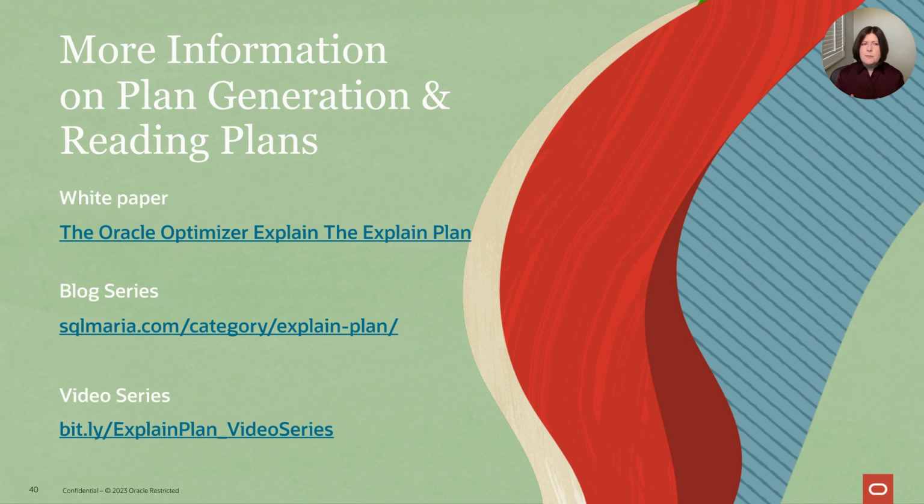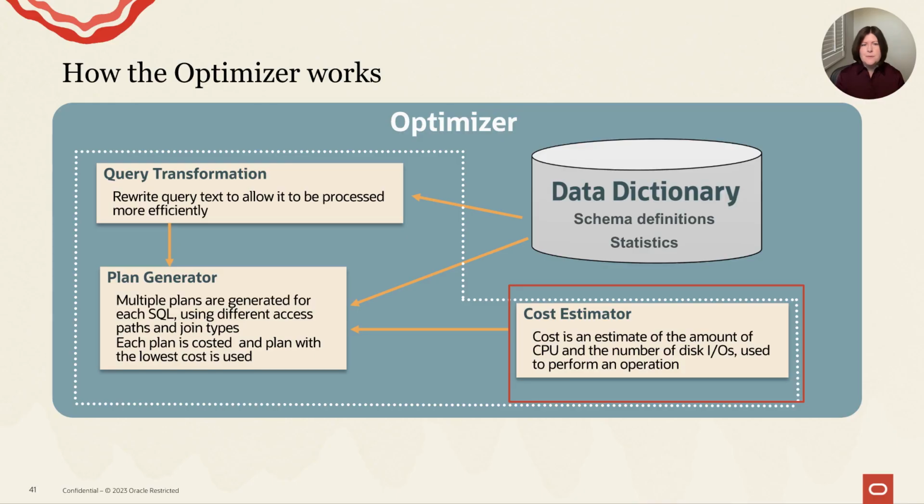So to get much more information on how the optimizer makes the additional decisions in the execution plan, and to understand how to read and use those plans to help you tune SQL statements that are underperforming, take a look at the white paper, Oracle Optimizer Explain the Explain Plan. I have a blog series on my own blog, sqlmaria.com, that goes through each of those decisions in a lot of detail. And there's also a video series that accompanies those blog posts. So if you'd rather watch more videos, head on over to my channel on YouTube and you'll be able to get all of that information.